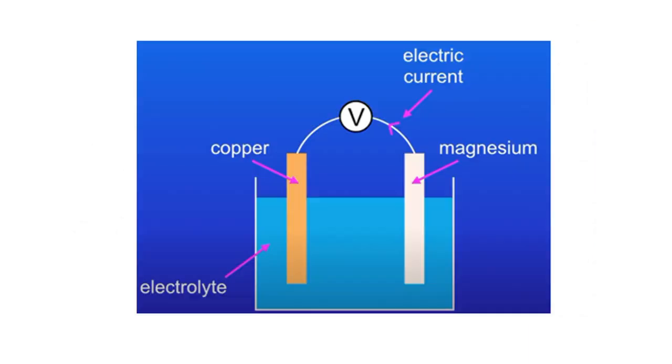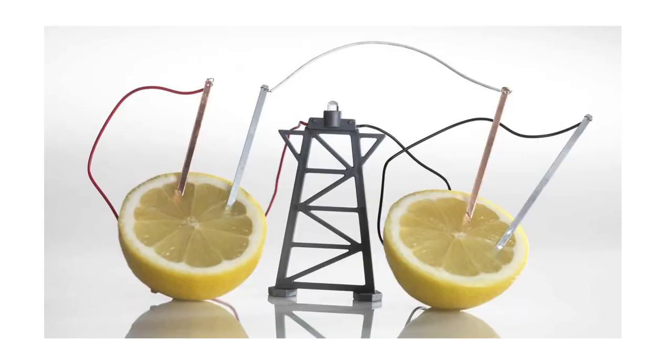Okay, so here's copper and here's magnesium. They are two different reactivities, so they will cause a potential difference between them for electricity to flow, as long as there is an electrolyte where the ions are free to move. This is sometimes seen in putting different electrodes into lemon juice and turning on the light bulb. You might have seen that experiment before.